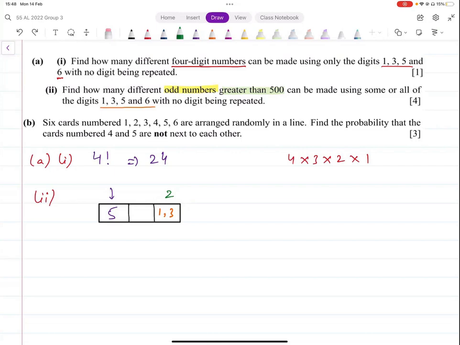How many numbers will we be left with? We'll be left with 2 numbers. Un dono mein se koi bhi yahan par aa sakta hai. So we've got 2 options here. So 2 into 2, we've got 4 possible outcomes for this case, jahan pe hum 5 se start kar rahe hain. Does this make sense to everyone? Any issues with this?